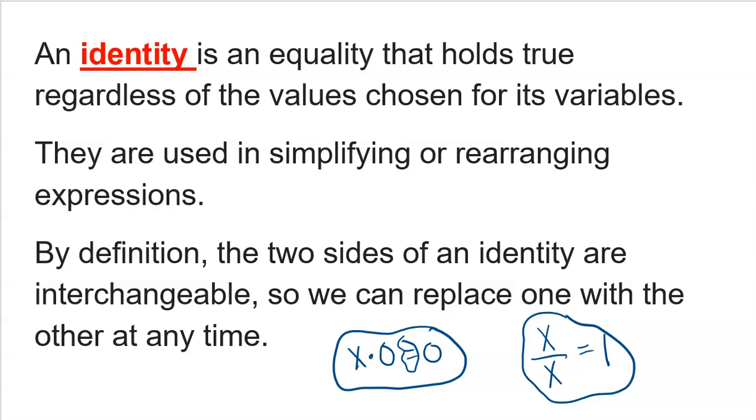5 divided by 5, 1. 6 divided by 6, 1. Pi/2 divided by pi/2, 1. 90 degrees divided by 90 degrees, 1. 180 degrees divided by 180 degrees, 1. That's an identity. Again, why are identities useful?